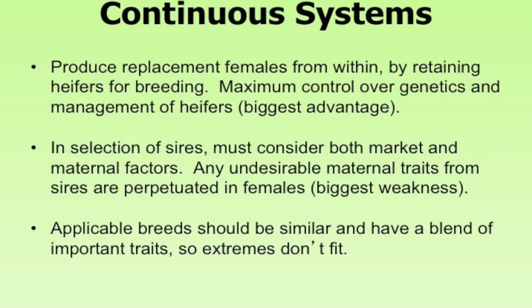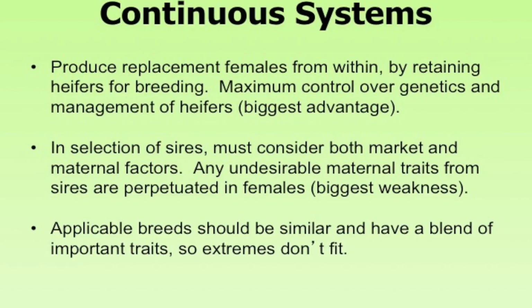A continuous system produces its own replacement females by keeping those heifers. You have maximum control over the genetics and management of those cattle. In the selection of sires, though, you have to consider both market and maternal factors. So oftentimes in a continuous system where you're raising your own replacement females, you're kind of hitting in the middle. Any undesirable maternal traits from the sires can be spread in the females, so you have to be real careful in your selection process. Applicable breeds should be similar and have a blend of important traits, so really extremes don't fit.